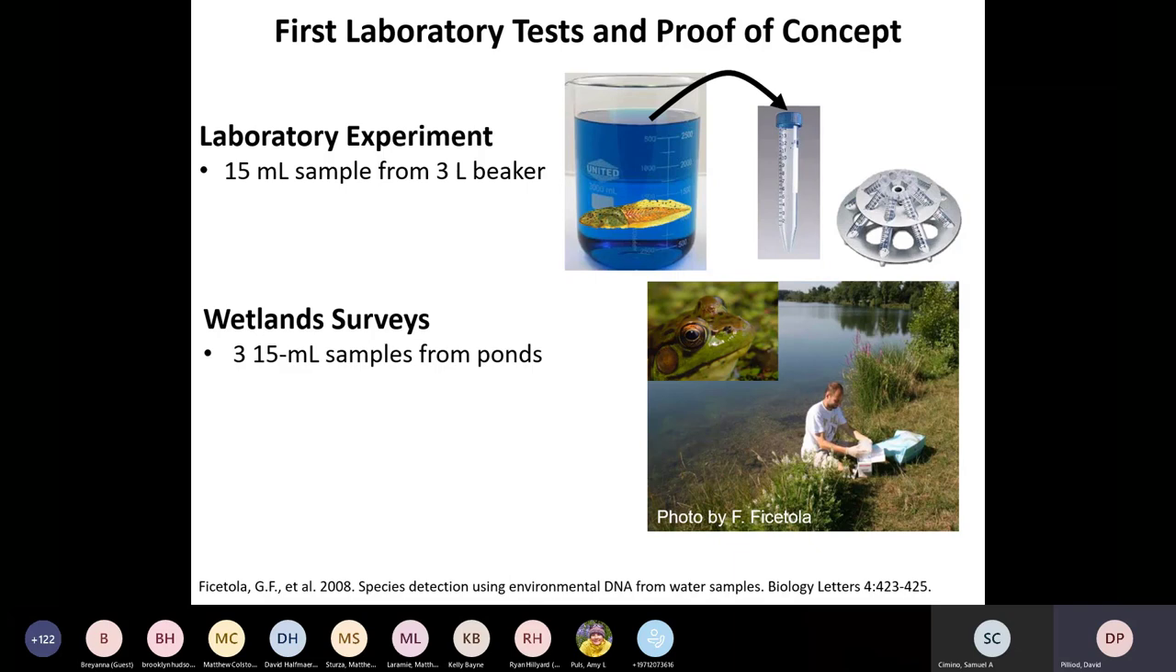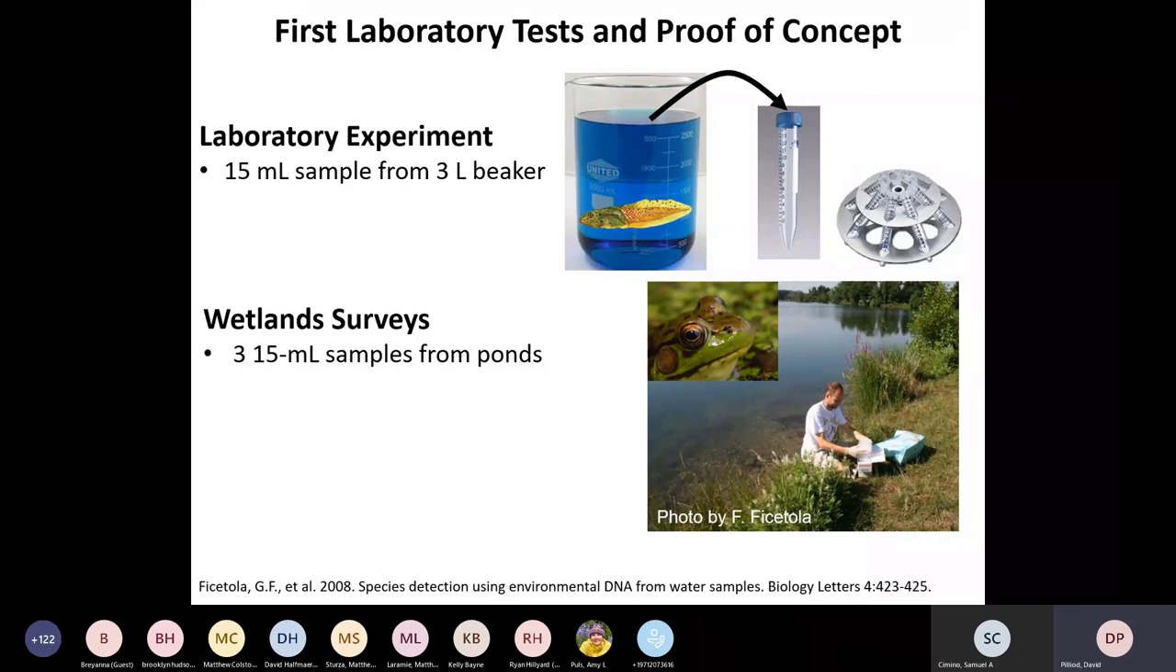So it's one thing to find a bullfrog tadpole's DNA in 3 liters of beaker water. The other is to find their DNA in a natural environment where there's variations in temperature, there's UV radiation, there's endonucleases and exonucleases, and all sorts of things happening in a natural environment that could be breaking down the DNA so quickly that you would never be able to detect it.